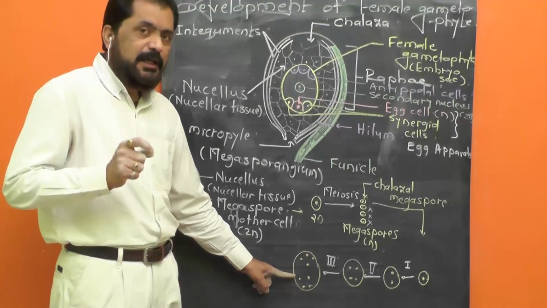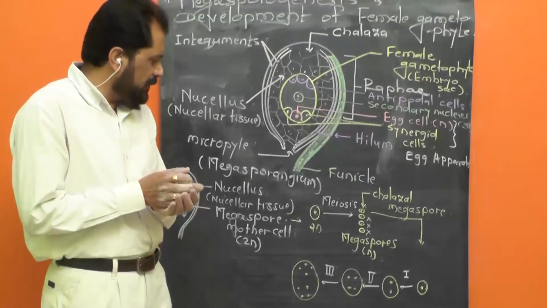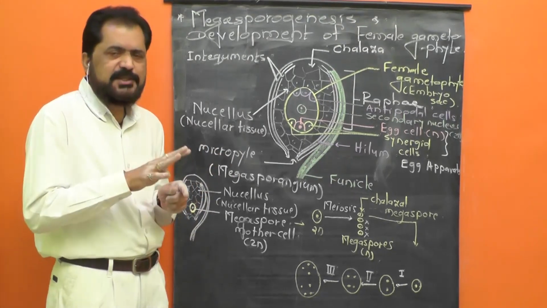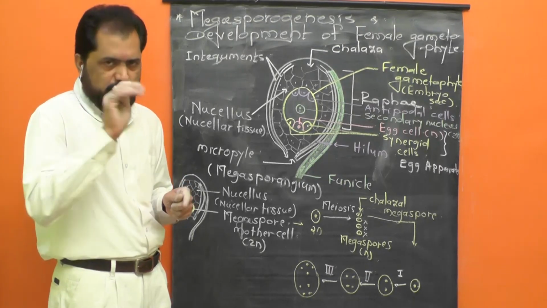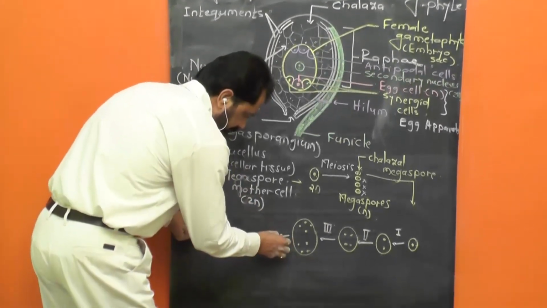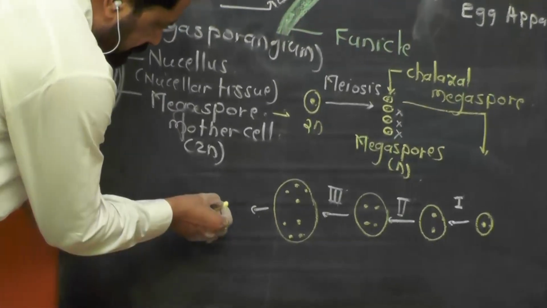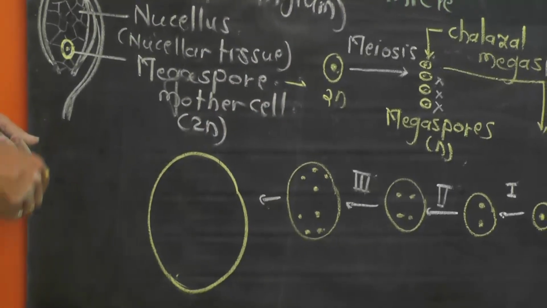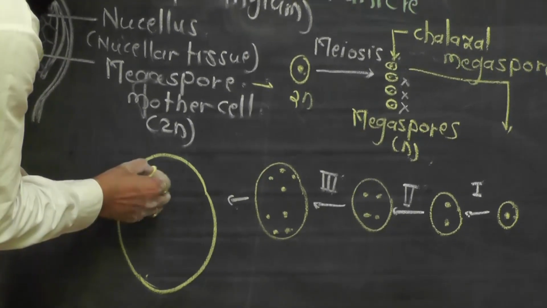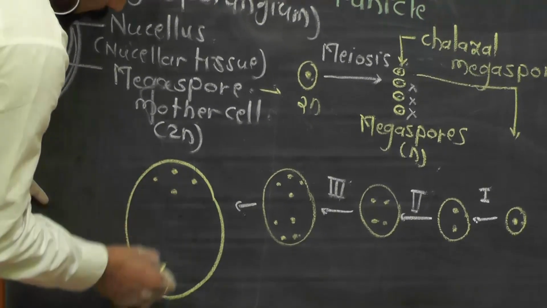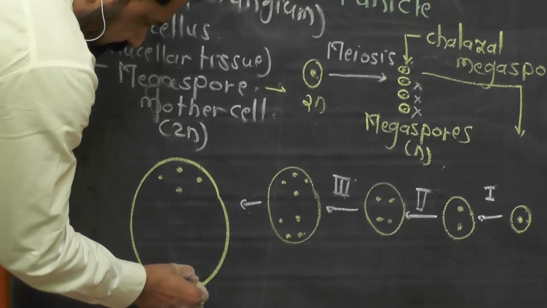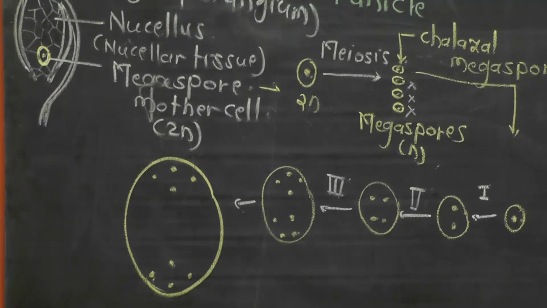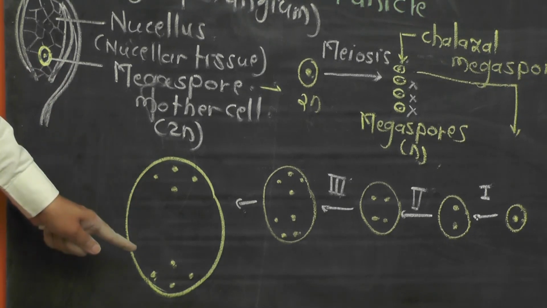Eight haploid nuclei are present in it. These eight haploid nuclei actually get separated into two groups, each containing four nuclei. Let me show. Eight nuclei are here. Out of these eight nuclei, four nuclei are at one pole and four nuclei at the opposite pole. They are grouped at opposite poles. Each group contains four nuclei.